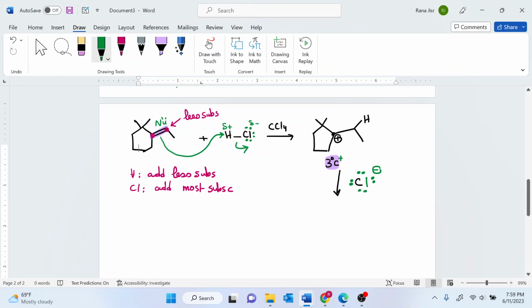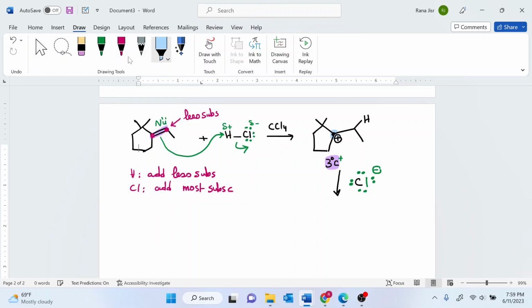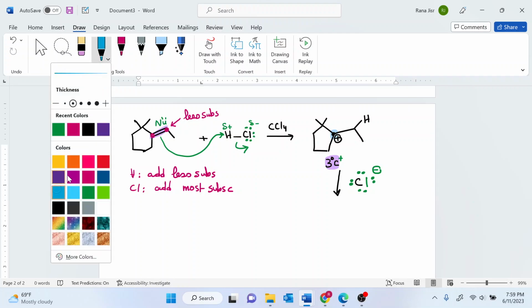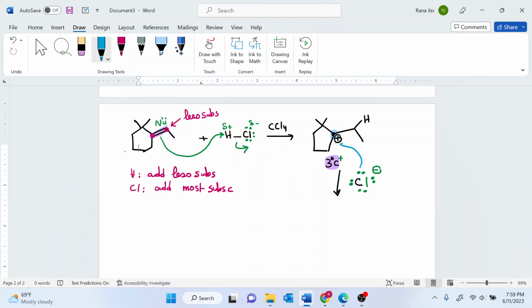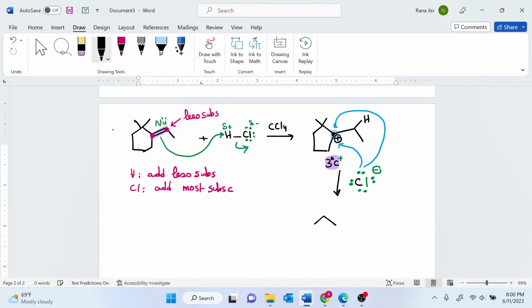So the chlorine is going to come now. As we said before, the carbocation is planar in geometry. And because it's planar in geometry, the attack of the chlorine is going to be from both sides of the carbocation. So the attack of the chlorine is going to be from the front, and the attack is going to be from the back. So you are going to end up getting two isomers in this case, or two stereoisomers in this case.